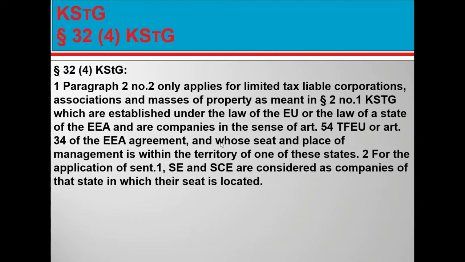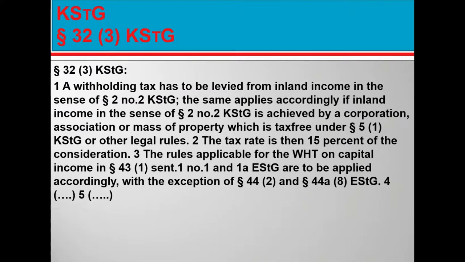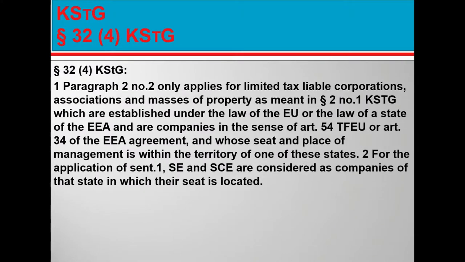And there is also a surprise in paragraph 4, because here we get again a restrictive EU clause. Paragraph 2, number 2, that was the right to apply for assessment for several withholding tax cases, but not for our case, only applies for limited tax liable corporations, associations, and masses of property, as meant in paragraph 2, number 1 KStG, which are established under the law of an EU state or the law of a state of the European Economic Area, and which are companies in the sense of Article 54, Treaty on the Functioning of the European Union, or Article 34 of the European Economic Area Agreement. So both cases, which means which are covered, which have the right to freedom of establishment, and whose seat and place of management is within the territory of one of these states.